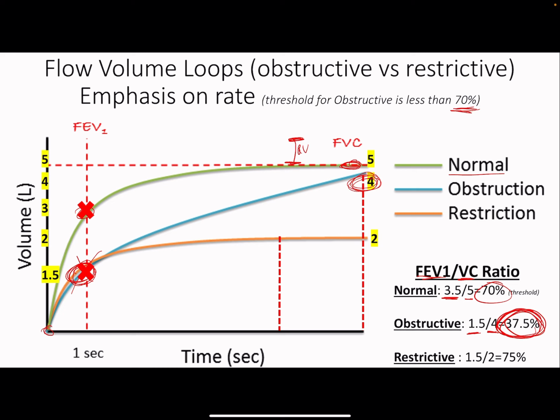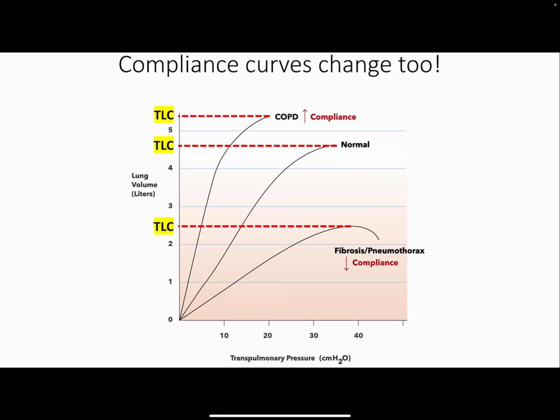So after the biggest possible breath, the most air you can get out is 2 liters. That is your vital capacity. That is very, very low. So despite the fact that you have a low FEV1, the ratio actually maintains itself at about 75%. They both go down, but the FEV1 might go down by an equal amount compared to the FVC. Compliance curves also change.